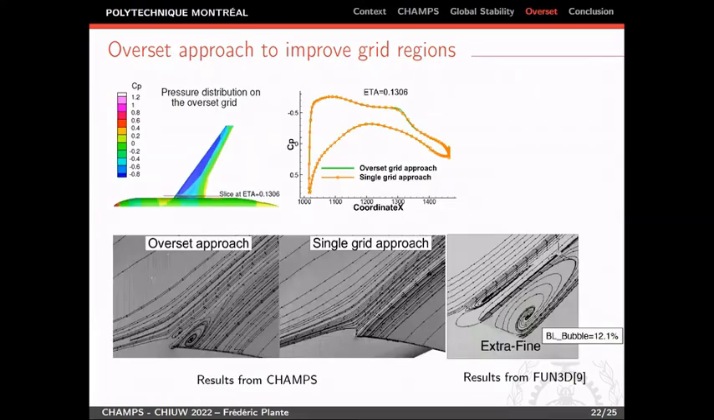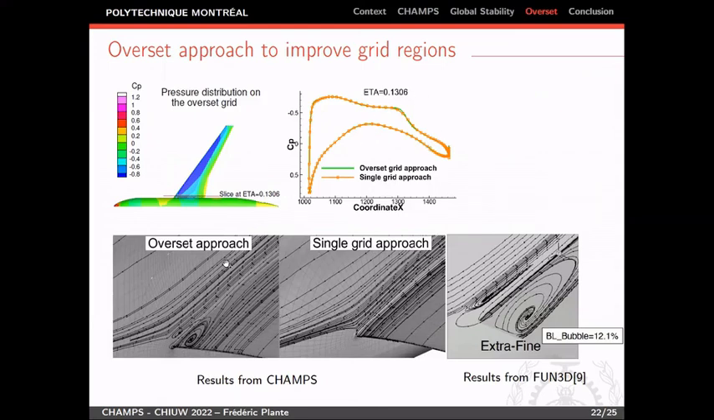And doing the application with this grid, what we find is that first, the pressure coefficient on the surface of the wing is continuous. So this is an indication that the communication is correctly done between the subdomains. And the comparison between the pressure distribution of an Overset grid and the single grid, which is a classic approach, shows very little difference. So this is a verification that everything is working fine with the Overset.